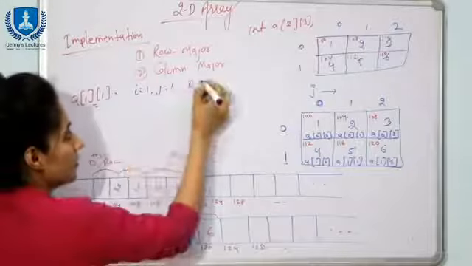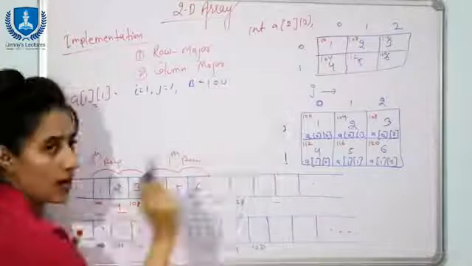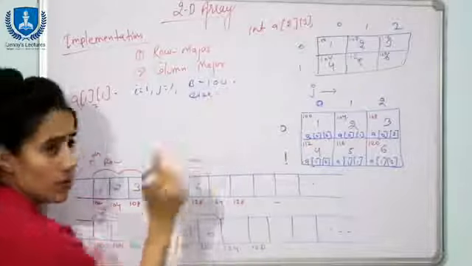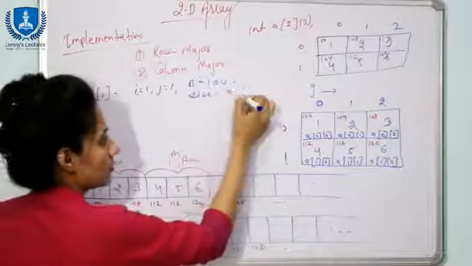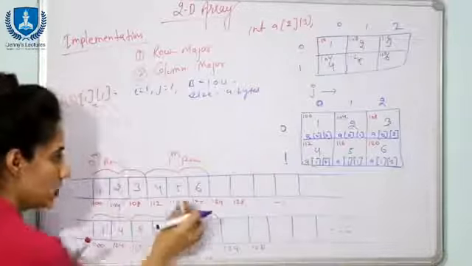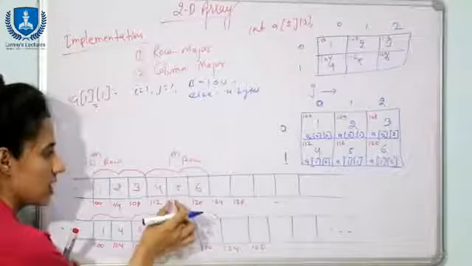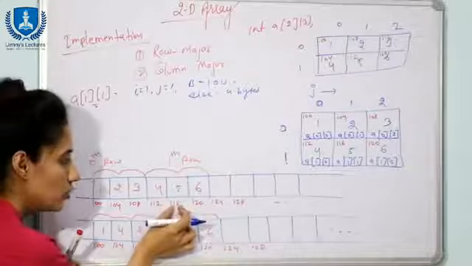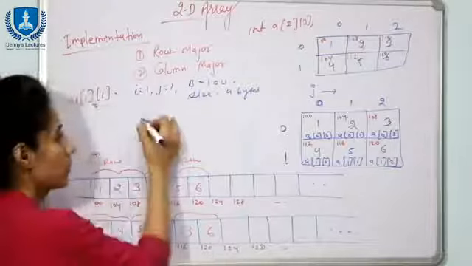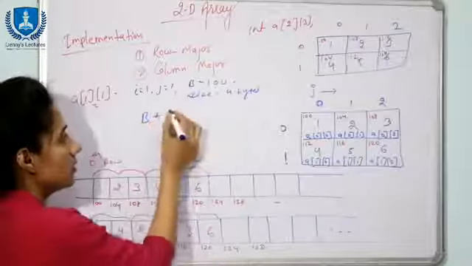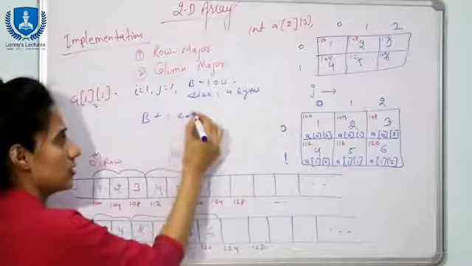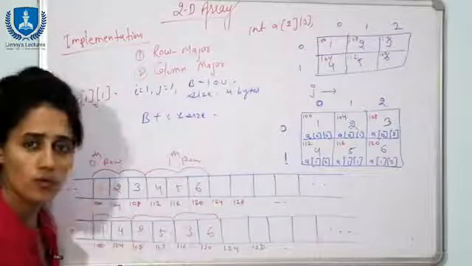Suppose the base address B is 100, and the size of every element is 4 bytes. Now how is the compiler going to compute this address, 116, for this 5? In that 1D array, the simple formula is base address plus, because we are having only one index, the value of i into size, and that will give you the memory location.